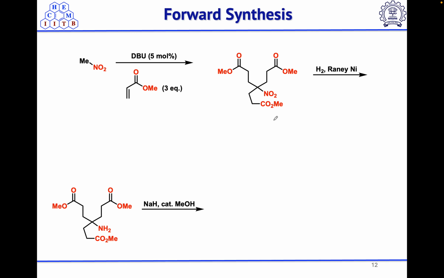Okay, so what will happen? You just see, we are having sodium hydride in a catalytic amount of methanol, okay, some acidic source. So what reaction will happen? What will sodium hydride do? Two conversions will happen, okay, two reactions will happen in the same step. Just see what will happen. Just think and see.